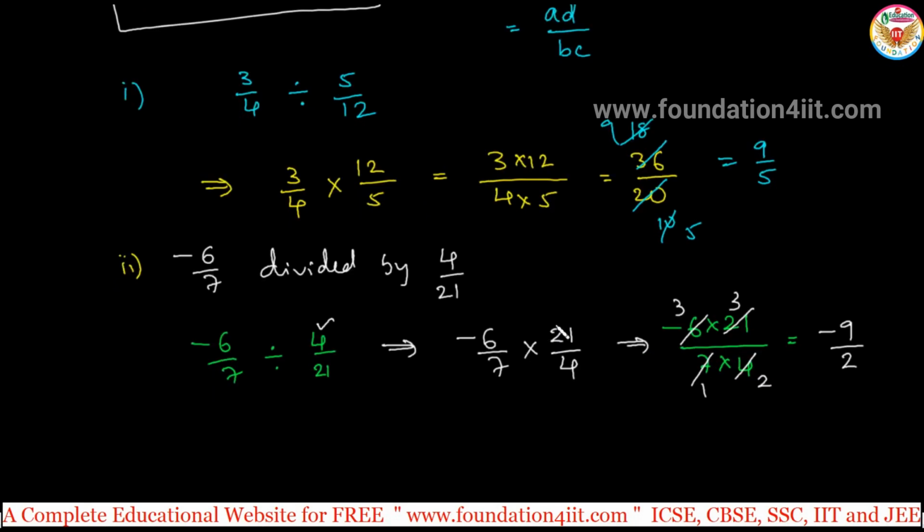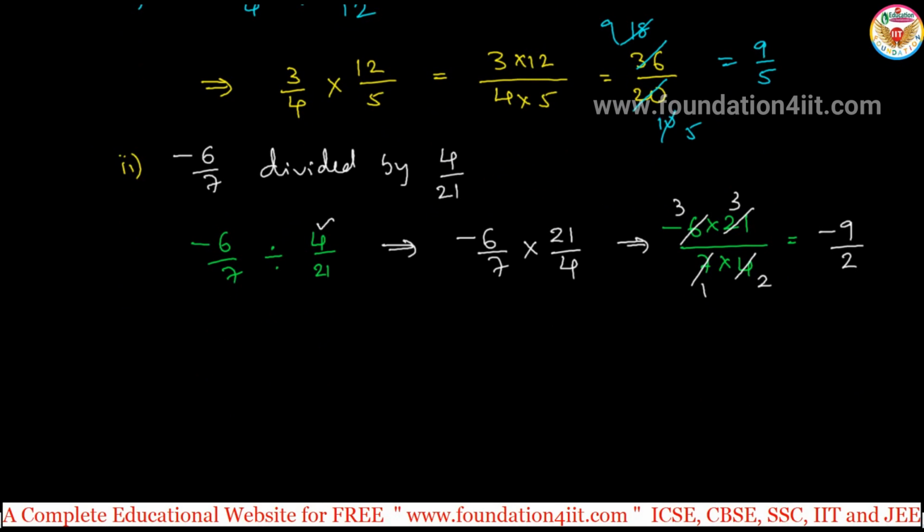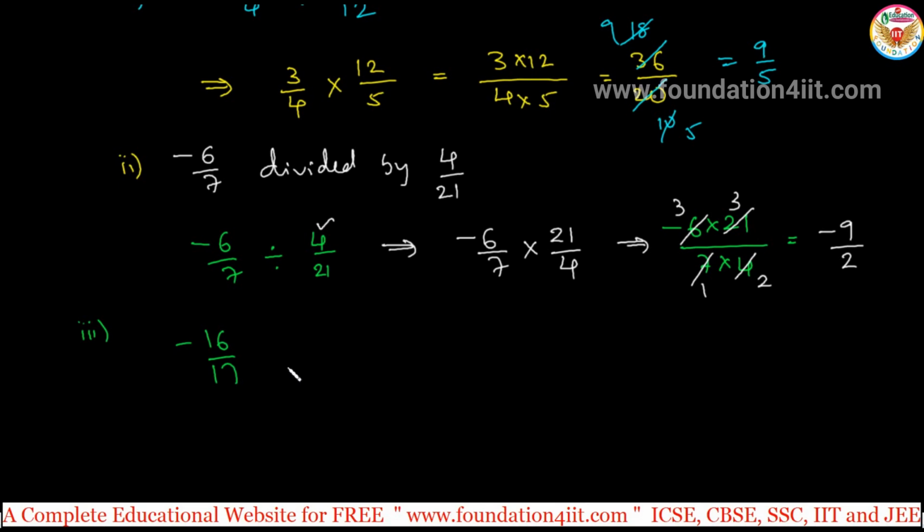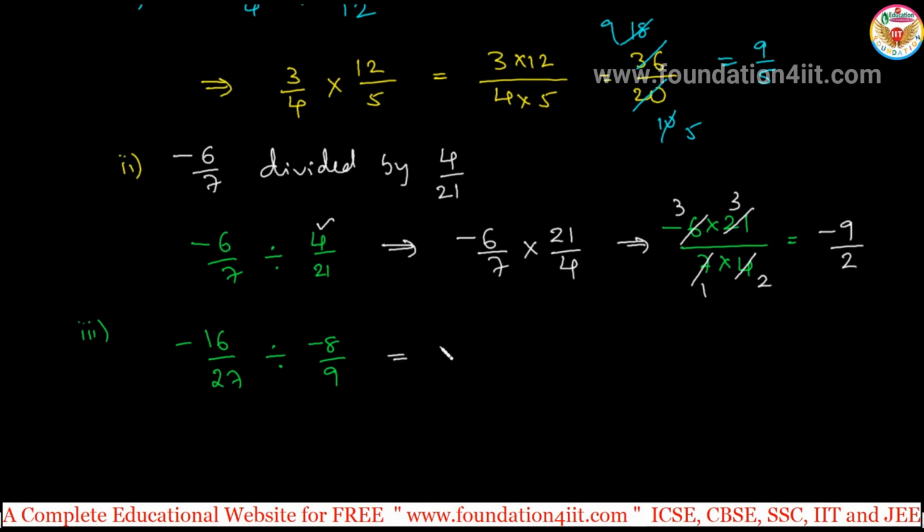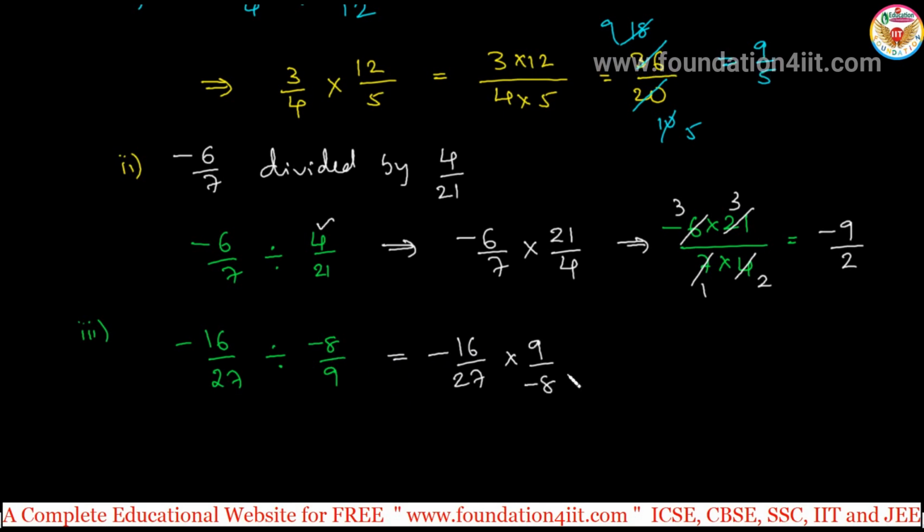Let us have one more example with a negative sign. Same thing we need to apply. This is the division of two rational numbers we are doing. For example, minus 16 by 27 divided by minus 8 by 9. Here it is the same: minus 16 by 27 into the reciprocal of minus 8 by 9, which we can write as 9 by minus 8. 16 by 27 is a negative rational number, and 9 by 8 is also negative.